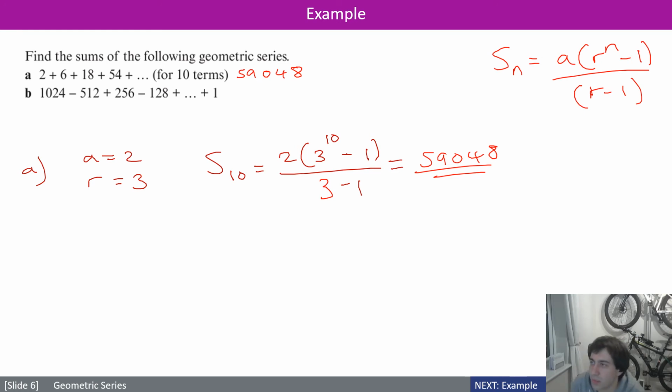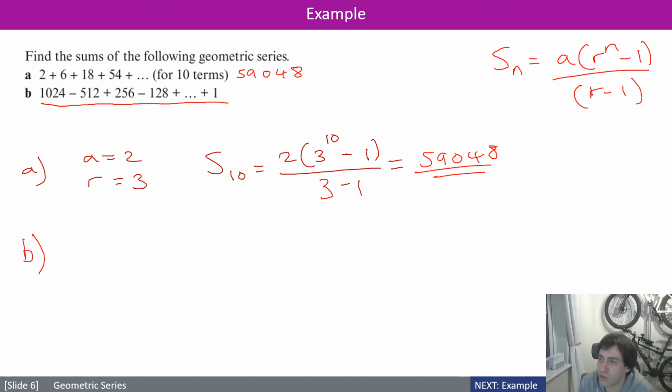So now on to part B. This sequence is a bit ugly. It goes from bigger numbers to smaller numbers, multiplying by minus a half each time. What I'd actually suggest is you could reinterpret this, and the textbook does not do this. So feel free to look at the textbook way of doing it, and then you've seen both methods.